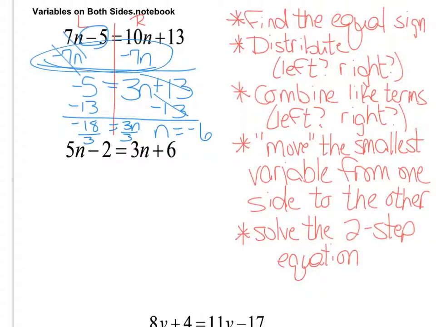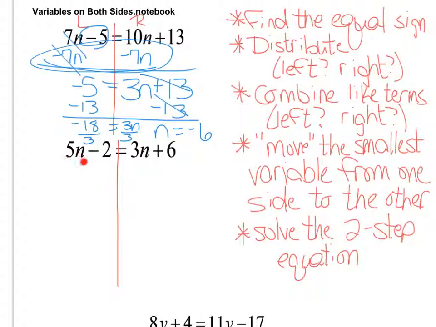Okay, let's try it again with this next one. 5n minus 2 equals 3n plus 6. Our first step, find the equal sign. My equal sign's there. I'm going to draw a line so that I can tell my left side from my right side. Next thing I want to check, anything to distribute on the left? Distributive property on the left? No. Distributive property on the right? No.